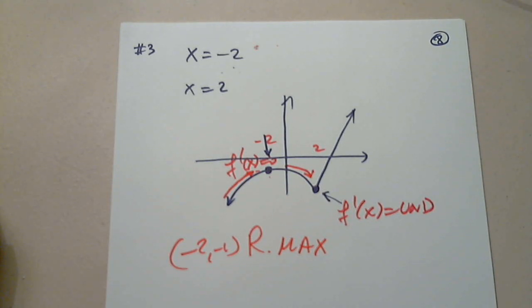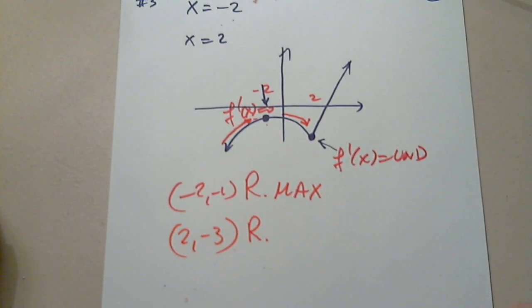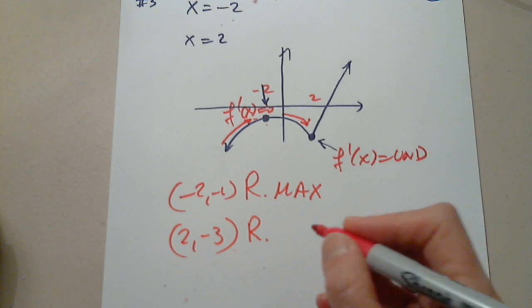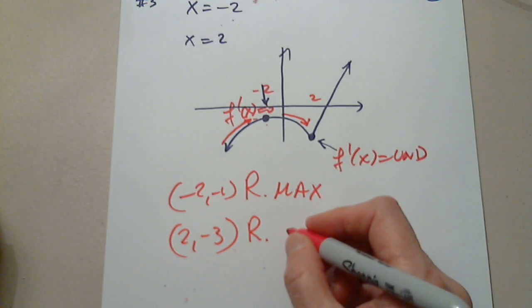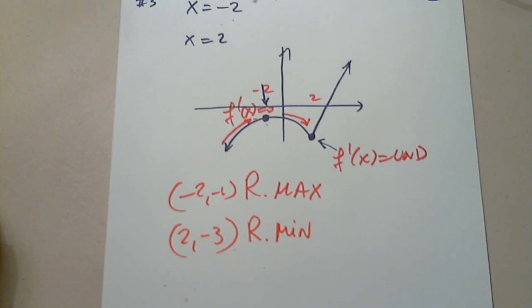2 comma -3. Yes. 2 comma -3 is a relative or local, whichever you prefer. It doesn't matter to me. Relative min. Relative min.